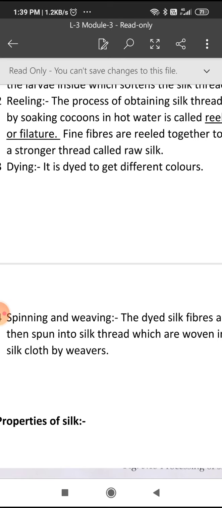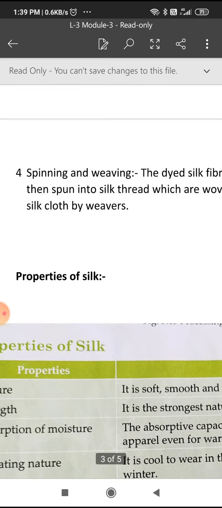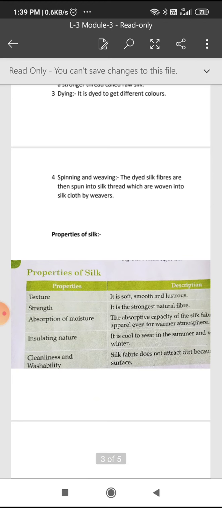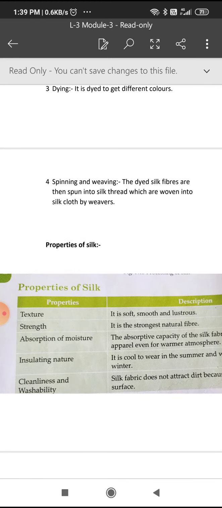But if we use the silk from the cocoons after they have been killed, so-called gross silk, it's of good quality. Now, the properties of silk. I have made a table for it. The first property depends upon the texture.